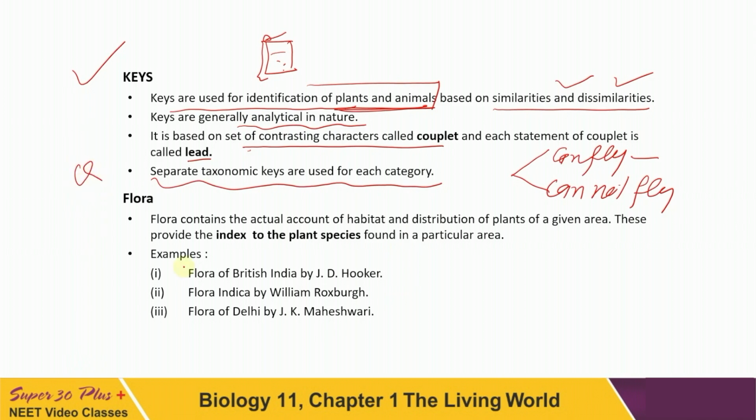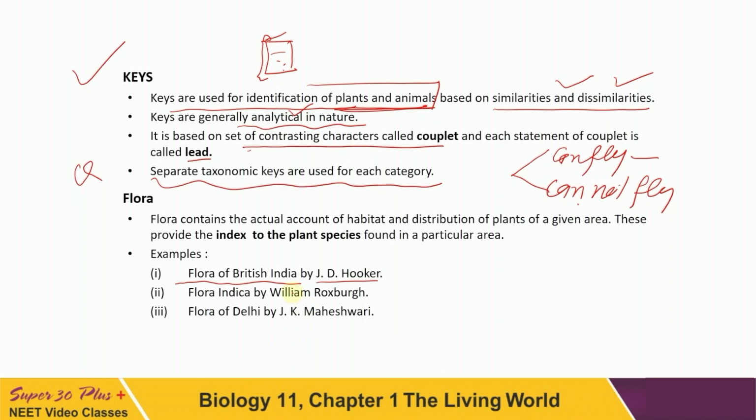I may repeat. Keys are used for plants and animals both. Yes. These are analytical in nature. Yes. These are based on similarities and dissimilarities. A couplet is a pair of contrasting statements. Each statement is called a lead. Come to the next now. Flora. See the example first. Flora of British India written by J.D.